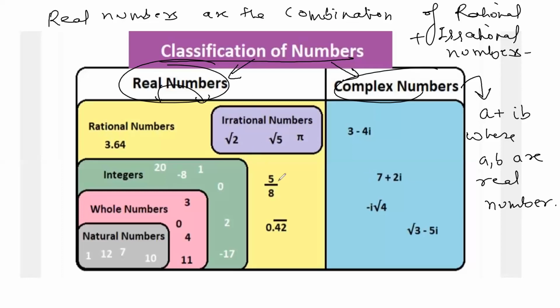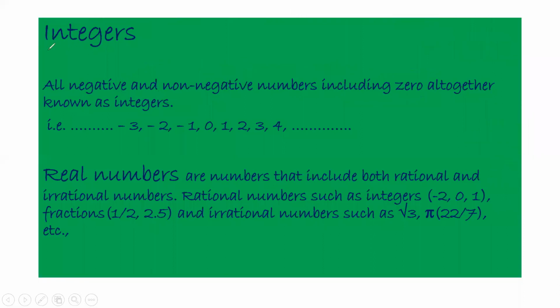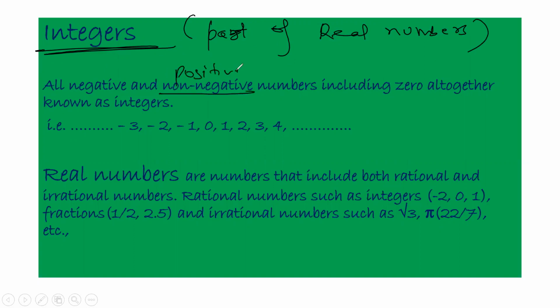Now let's talk about the rational numbers first. Okay, before starting the rational numbers, we'll discuss a little about integers. Integers are one of the parts of real numbers, and integers include the positive numbers, the negative numbers, and also the zero. All together is known as integers.